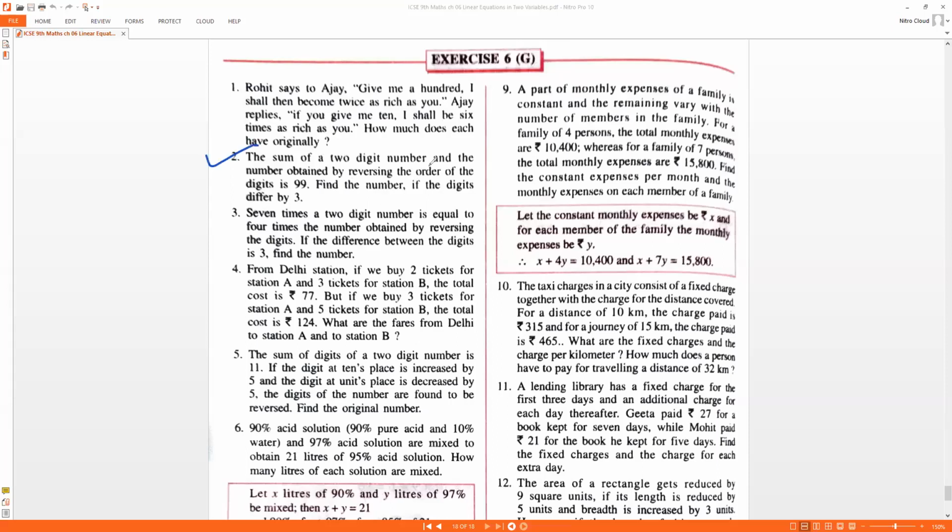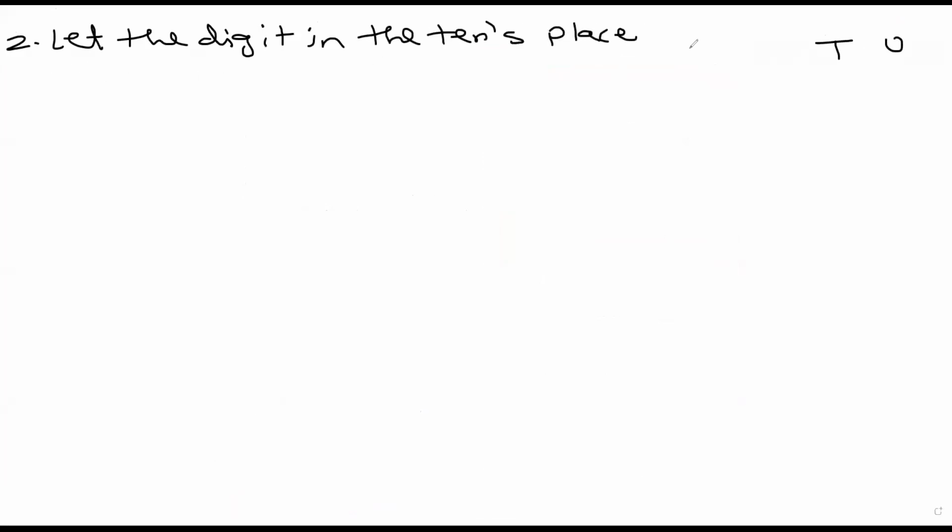Question 2. The sum of a 2-digit number and the number obtained by reversing the order of the digits is 99. Find the number if the digits differ by 3. Okay, let's go to the whiteboard. See, what I suggest you to do is this. This is very easy. Write down, let the digit in the tens place be x, and units place be y. So xy.